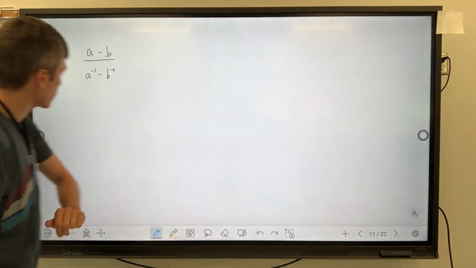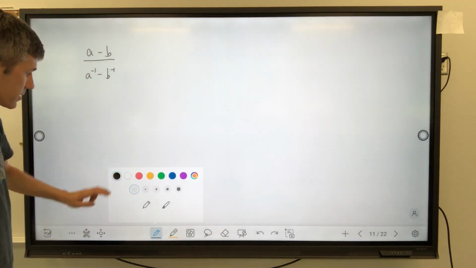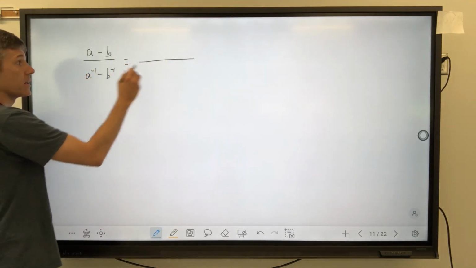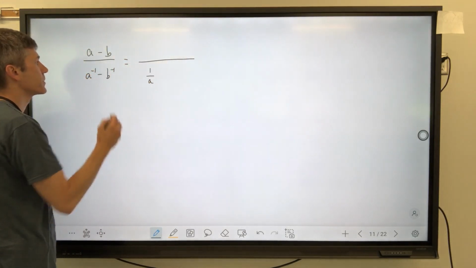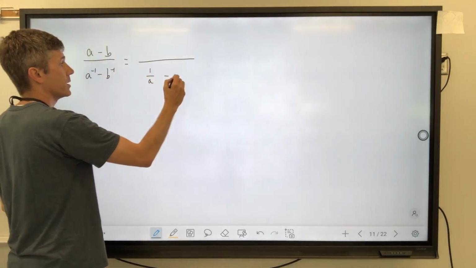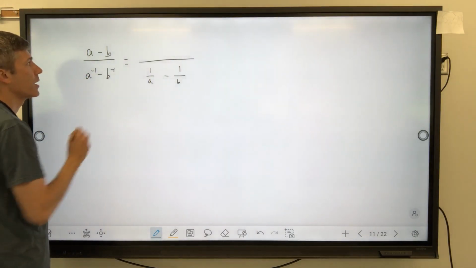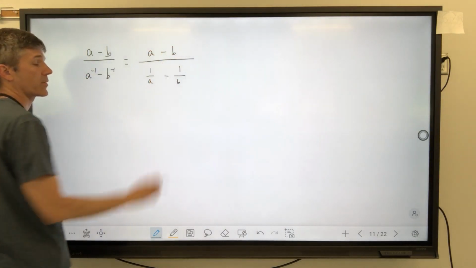So let's undo that little doodling there, and let's take this one more step. a to the negative 1 is 1 over a to the 1. And then b to the negative 1 is, well, b to the 1 in the denominator. There was an understood 1 in front of both of those. This a minus b is going to stay right there.